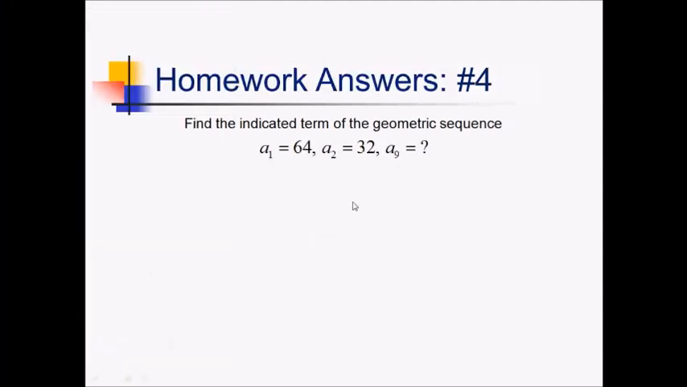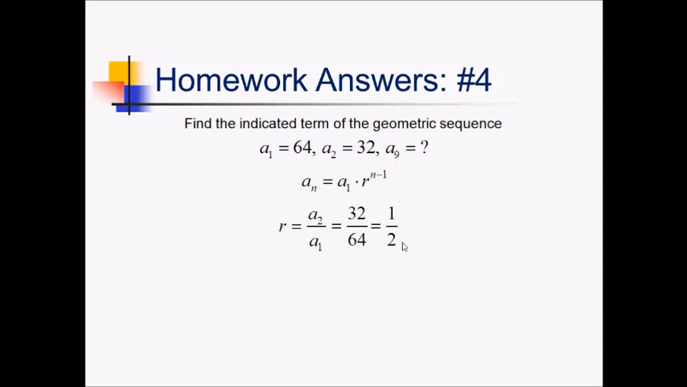For this problem, we want to know the 9th term of a geometric sequence with the first two terms of 64 and 32. So we're going to use our nth term formula, a1 times r to the n minus 1. We know a1 is 64. The common ratio, that's what I have to multiply 64 by to get 32. So that's just going to be the second term over the first term, 32 over 64, gives us that common multiplier, that common ratio of 1/2.